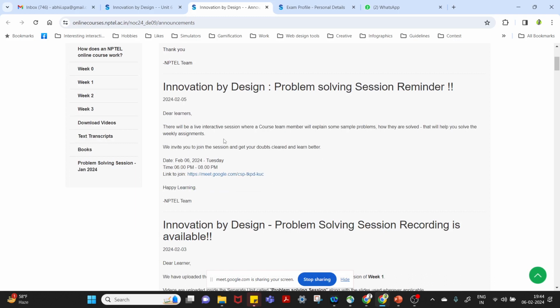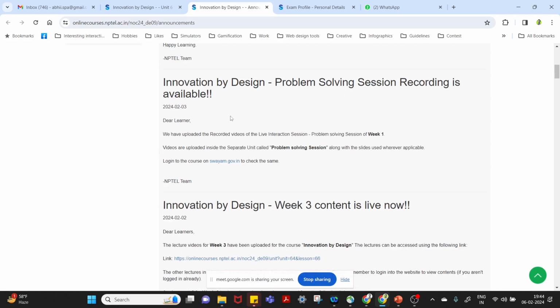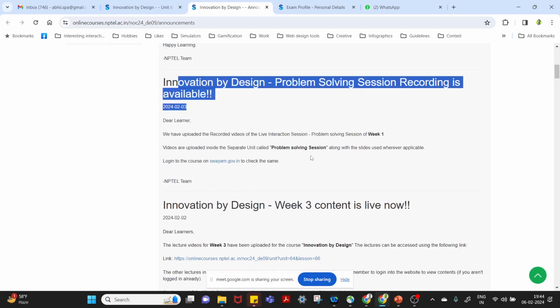It will also come to your mail inbox if you have registered for this course. But if you want to opt out of it, then you also have an unsubscribe feature, right? So if you think that it is spamming you and you are not a part of this course anymore, you can unsubscribe for that. When the recording is uploaded, you will receive this kind of a message.